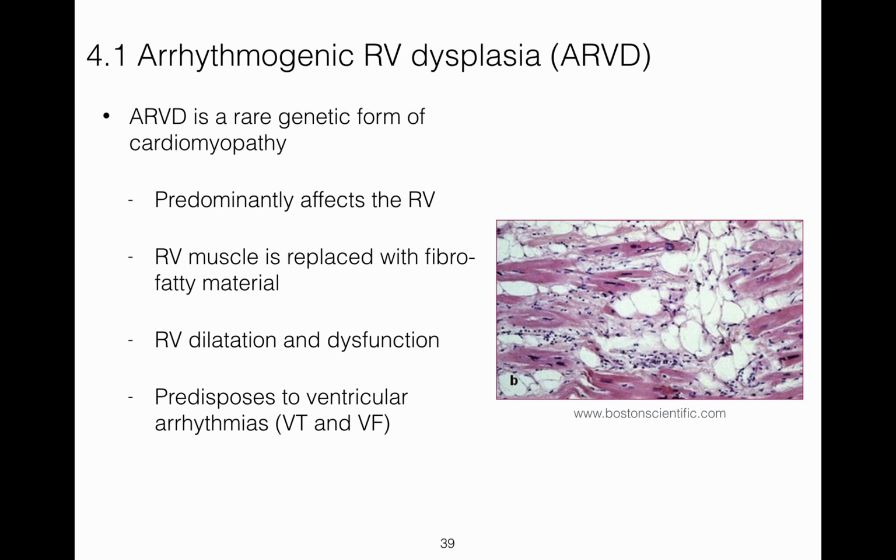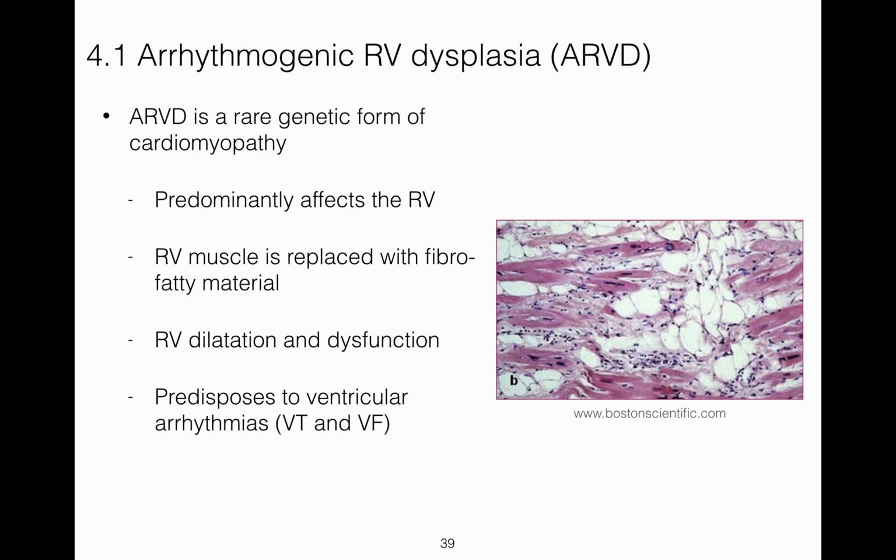Arrhythmogenic right ventricular dysplasia. Arrhythmogenic RV dysplasia is a rare genetic form of cardiomyopathy that predominantly affects the right ventricle. In ARVD, RV muscle is replaced with fibrofatty material, which leads to RV dilatation, dysfunction, and predisposes to ventricular arrhythmias like VT and VF.